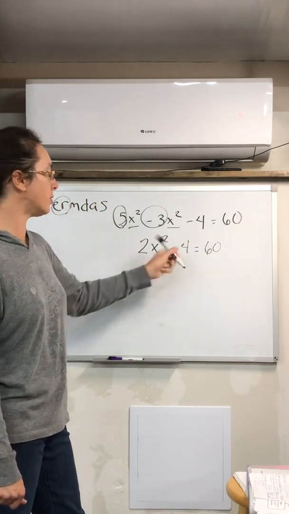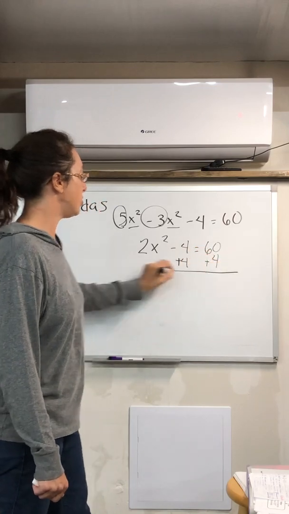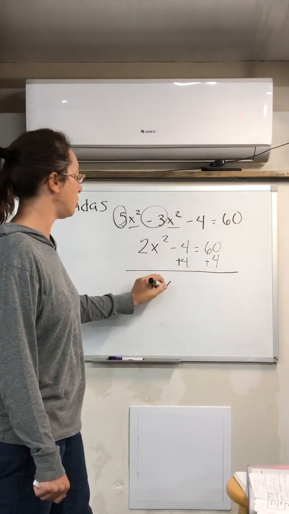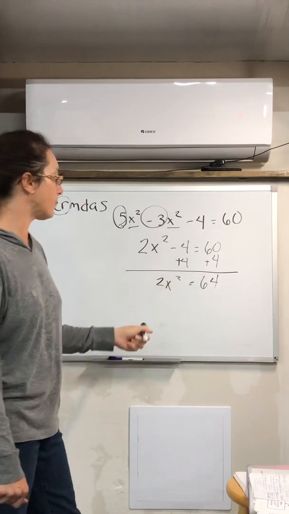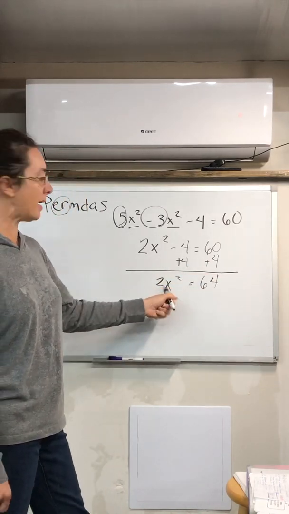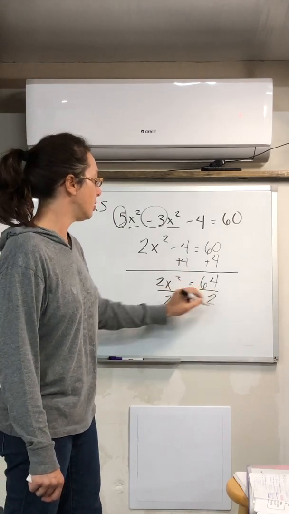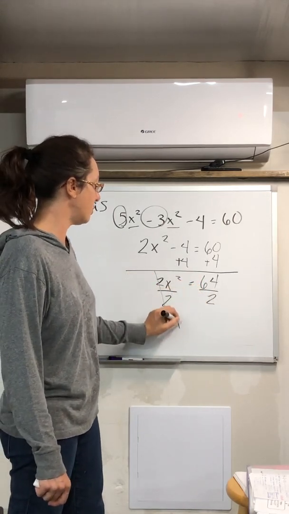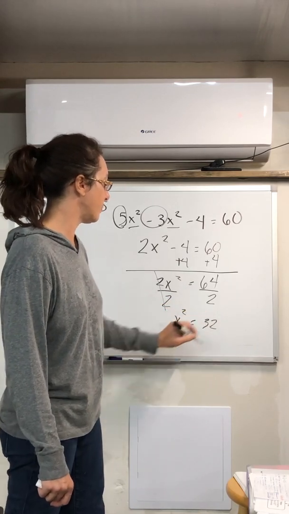Who do we get rid of first? The 4. What you do to one side, you do to the other. So now we have 2x squared is equal to 64. I still want to get x all by itself, so I've got to get rid of the 2. So we divide both sides by 2, and x squared is equal to 32.